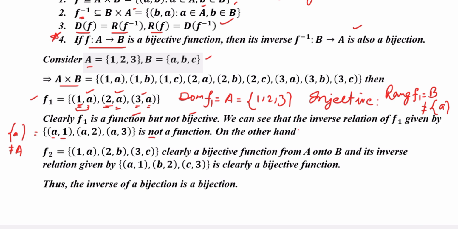On the other hand, if you choose f2, a subset of A cross B, like this: 1 comma a, 2 comma b, 3 comma c. Clearly this is a bijective function from A onto B. You can check this is a surjective function as well as injective, and its inverse relation, given by just swapping the elements, a comma 1, b comma 2 and c comma 3, is clearly a bijective function. Thus the inverse of a bijection is a bijection. This is our important point of today's lecture.